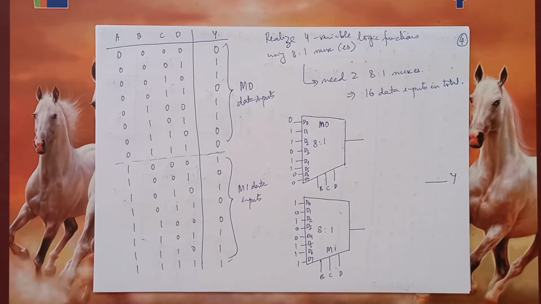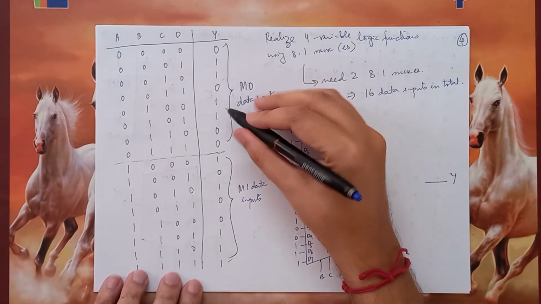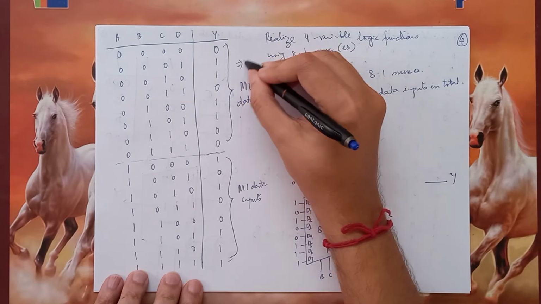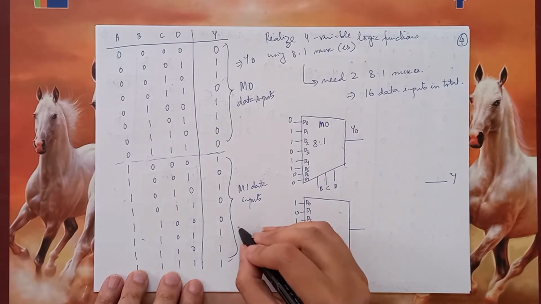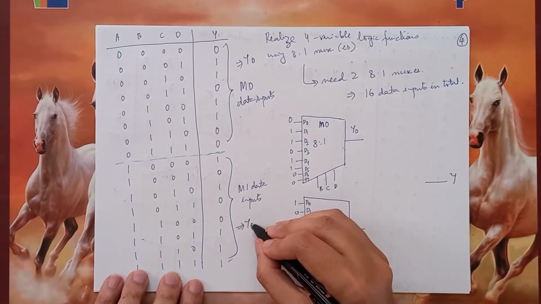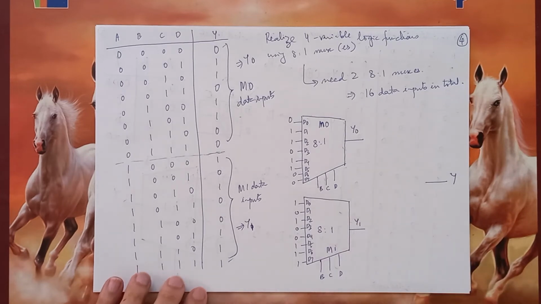The question now is, what will happen to y, and where does A feature? So far, we have not said anything about A. But we cannot simply brush A under the carpet because ultimately the function y is a 4-variable function, not a 3-variable function. So these outputs, we will call y0, and these 8 outputs we'll call y1, which are the outputs of the individual muxes.